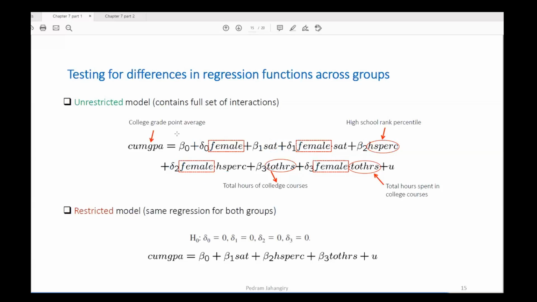Now let's ask some interesting hypothesis questions. The interesting hypothesis question is: does gender matter at all? Okay, so if I want to ask, does gender matter at all?